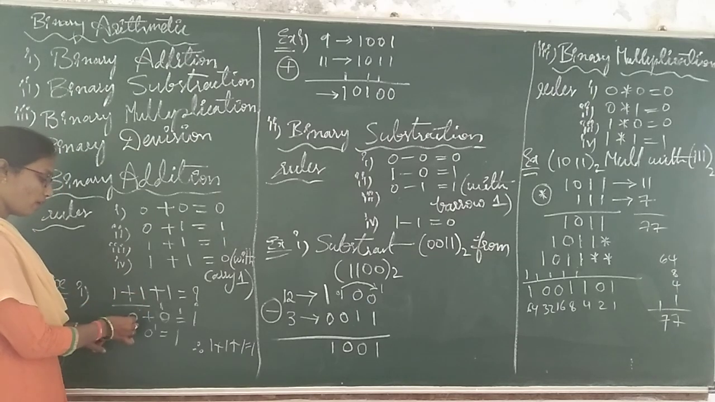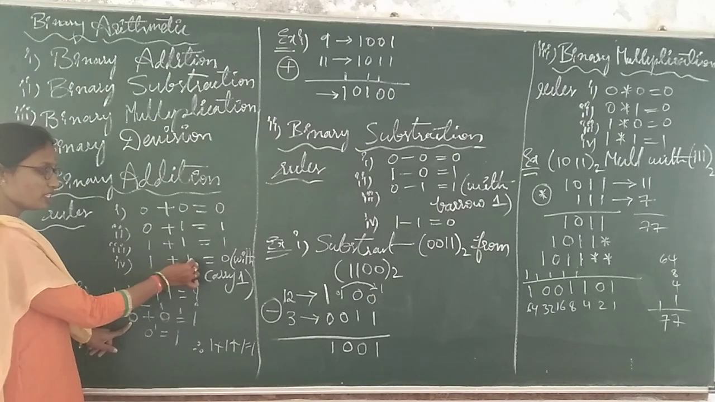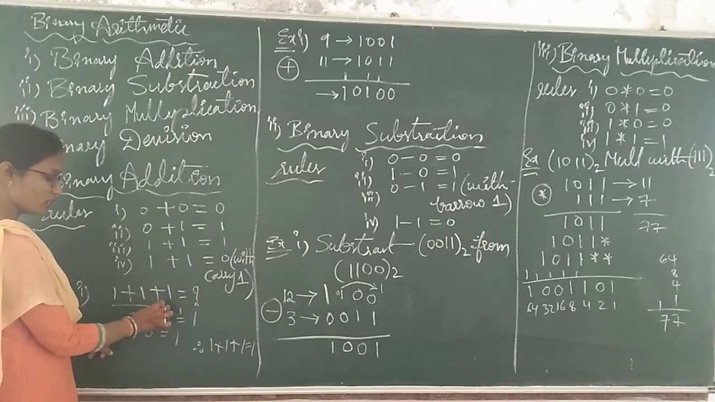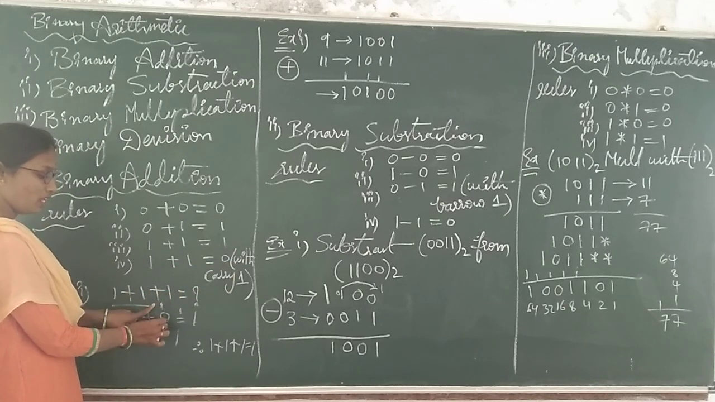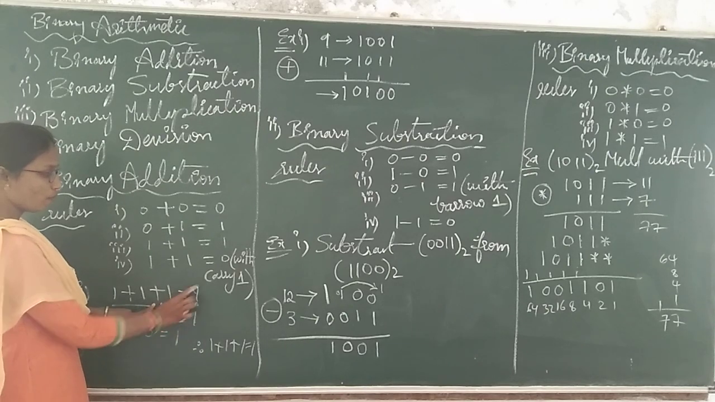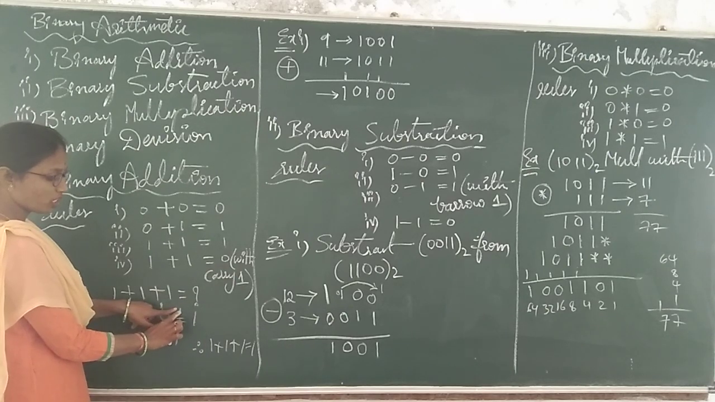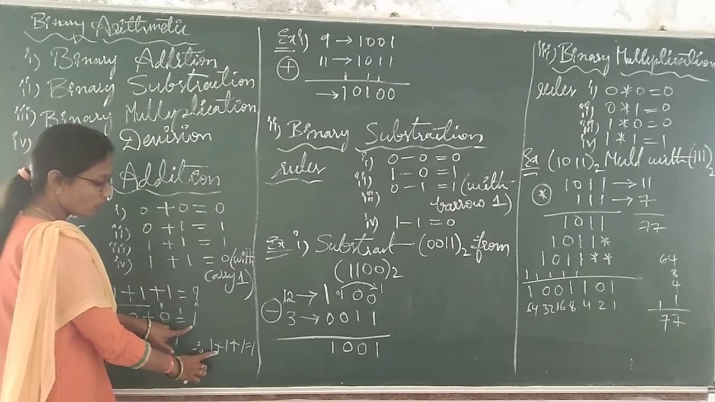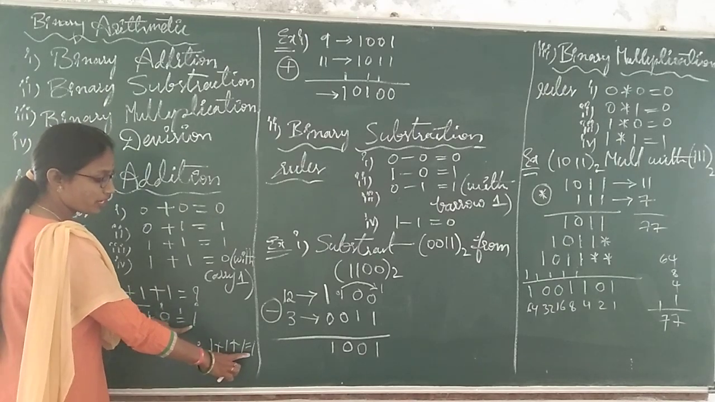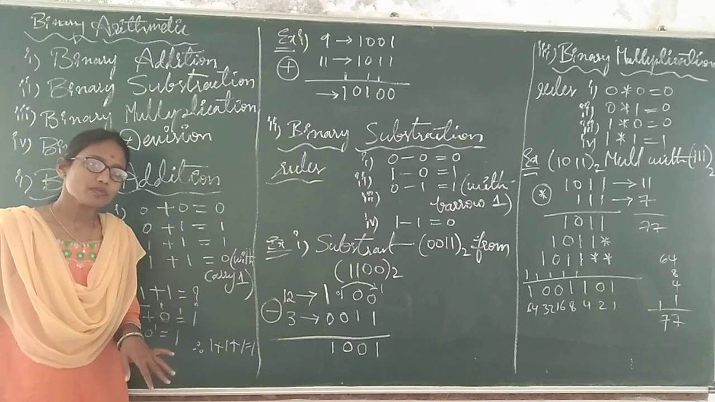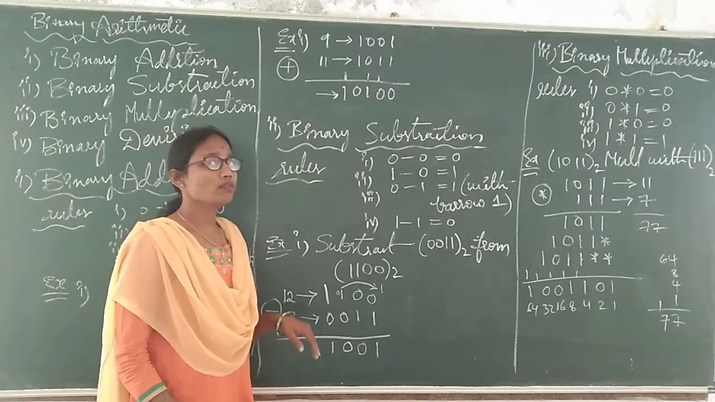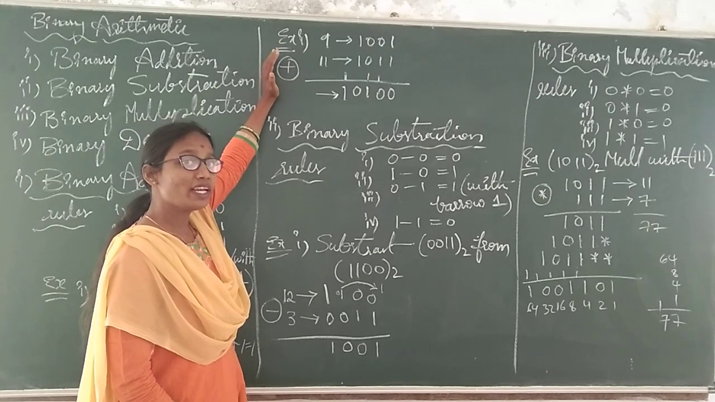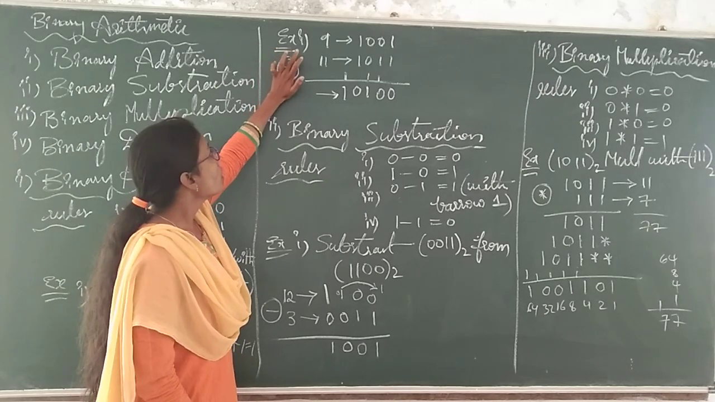Here 1 plus 1 equal to 0 with carry 1. Now the remaining value is 1. So the result is 1 plus 1 plus 1 equal to 1. And here we have one more example of addition of binary codes.